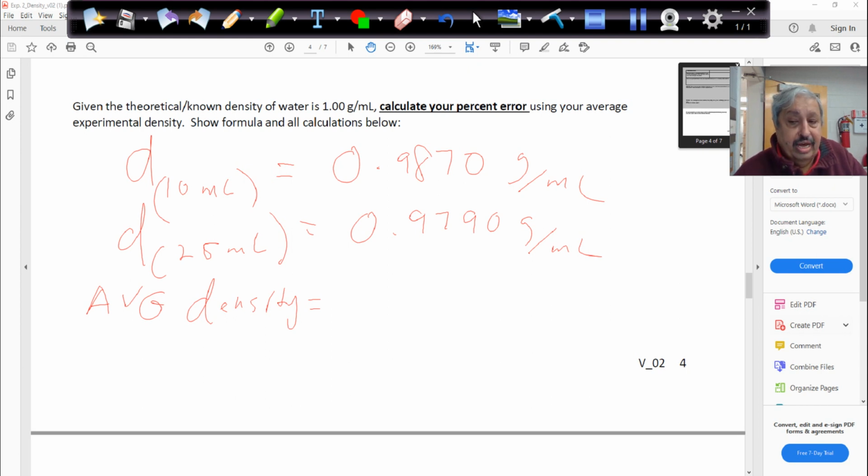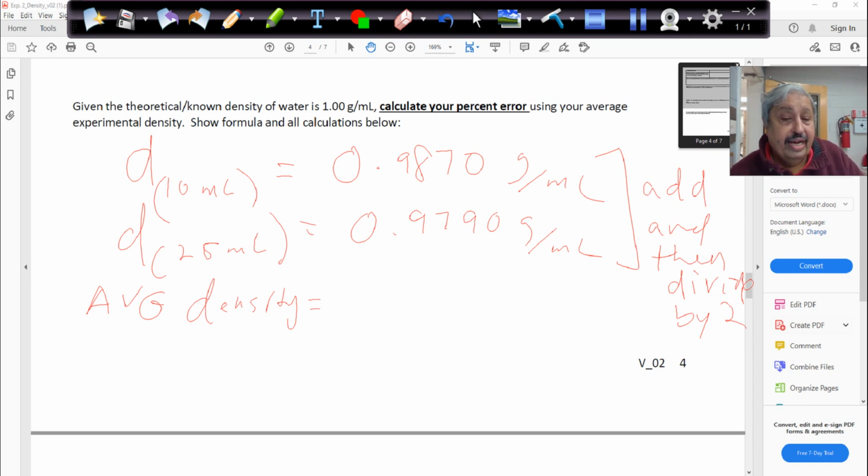So what's the average? Take them out, add, and then divide by 2. How much is it? 0.9870 plus 0.9790. Add them up and divide them by 2. How much is it? I need 4 digits because we have 4 significant figures, both. 4 sig figs.